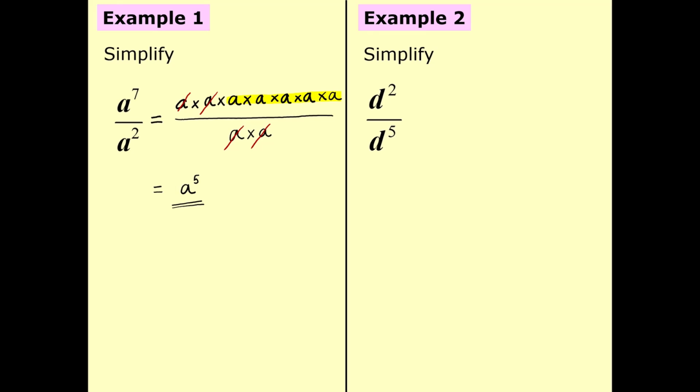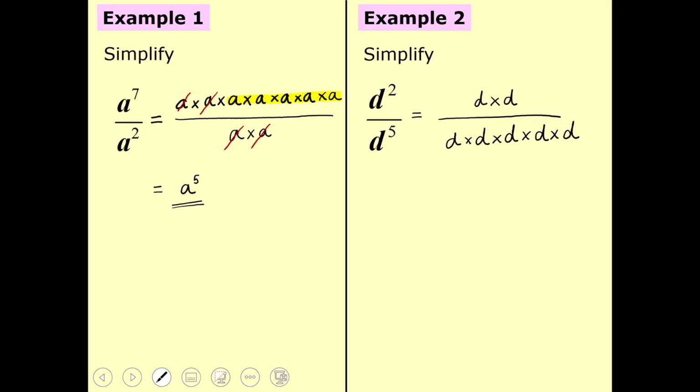Okay, let's try this process again with our example 2. So this time we've got d squared over d to the power of 5. We're going to expand what each of these terms mean. So d squared is just d times d. And then d to the power of 5 is d times itself 5 times. Okay, and then we're going to go ahead and cancel any common factors that we have on the top with what we have on the bottom.